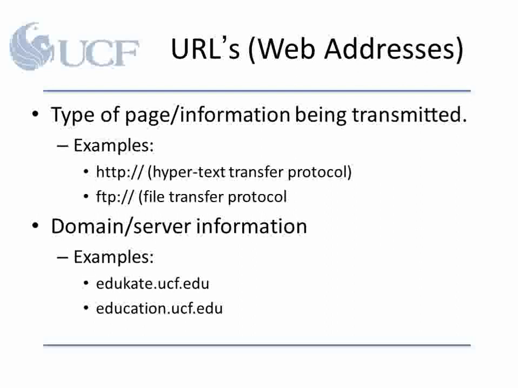Following the type of information being transmitted is the domain and server information. So if our server was a computer called Education on UCF's network, which is on the edu domain, and the type of information being transmitted was a typical web page, the initial part of the URL would be http://education.ucf.edu.